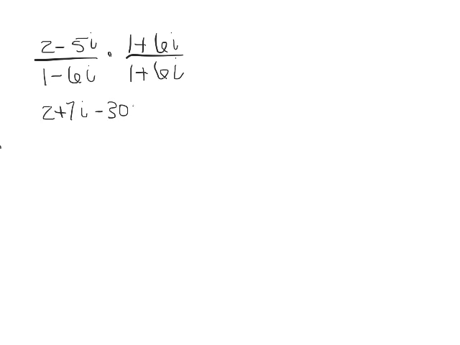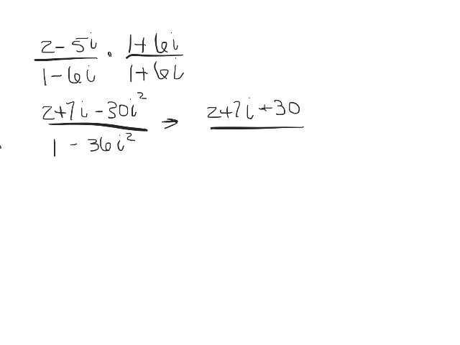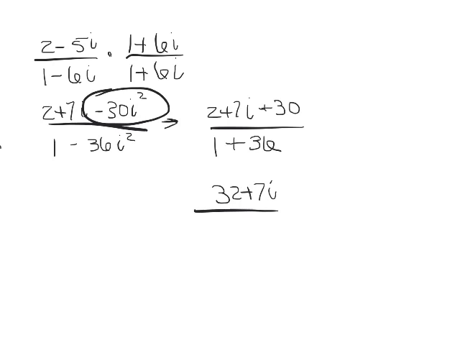minus 30i squared. And on the bottom, square the first term minus square the second term, and then we can go from there and get 2 plus 7i plus 30, because our i squared is negative 1, and negative 1 times negative 30 is positive 30. Same thing here, 1 plus 36, so we end up with 32 plus 7i over 37.